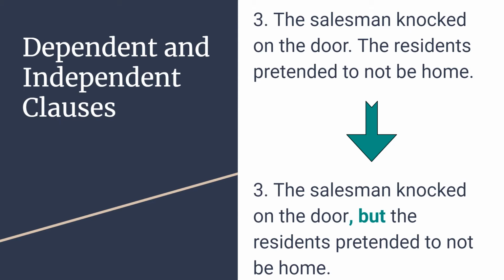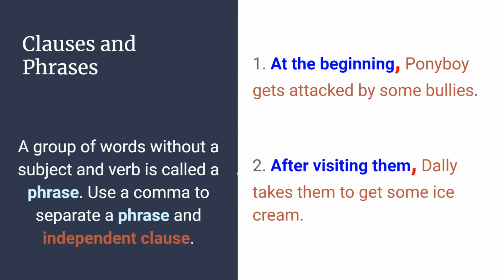Next, we've got phrases. Specifically, we're going to be talking about time phrases. Phrases are groups of words without a subject and a verb. They might have one, they might have the other, but usually they don't. They are like dependent clauses. They cannot be sentences on their own. They can be attached to independent clauses by a comma, and that's how they can be in a sentence.